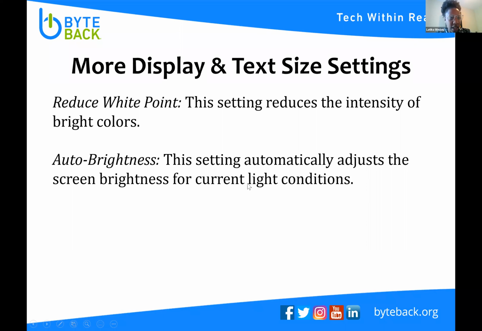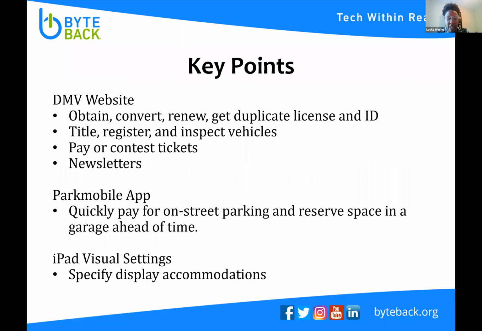You can also adjust the brightness or set the brightness to adjust automatically to the current light conditions. So if you're outside and the sun is shining bright, it'll automatically adjust to a dimmer setting so that your eyes won't hurt as much. And you can reduce the white point and that reduces the color sensitivity.